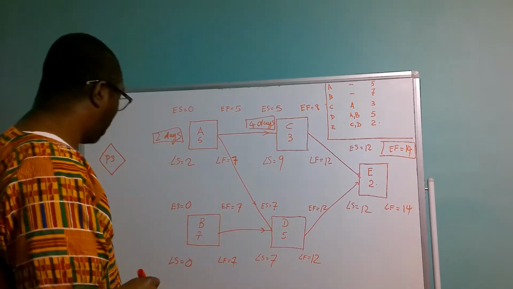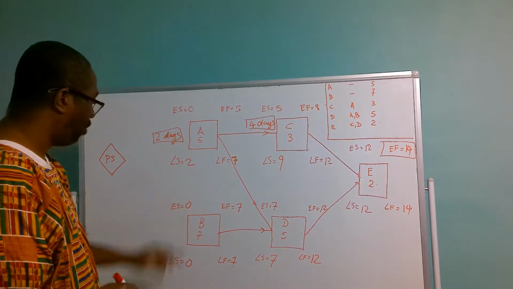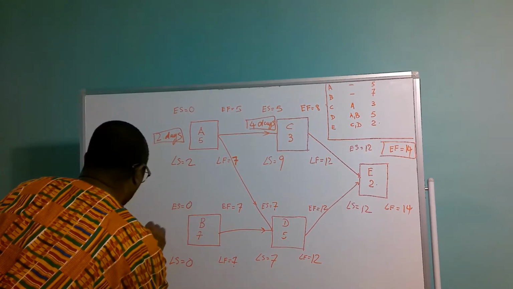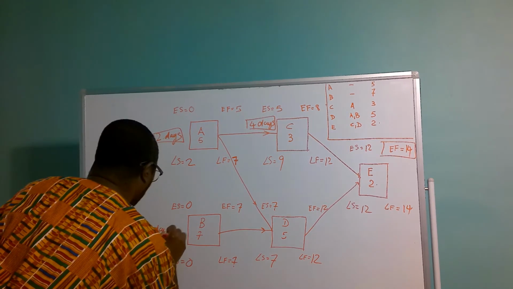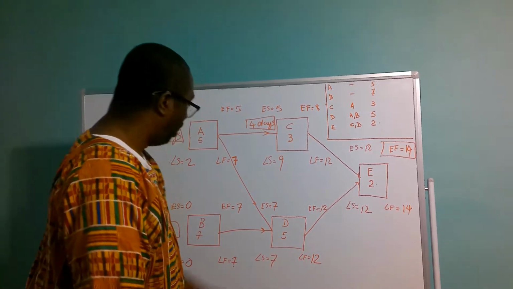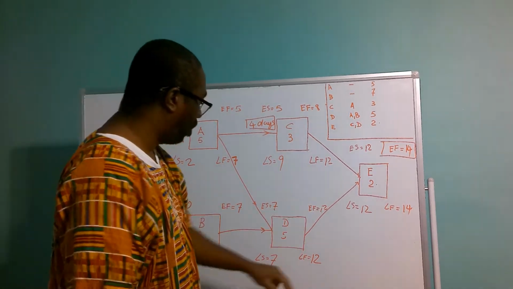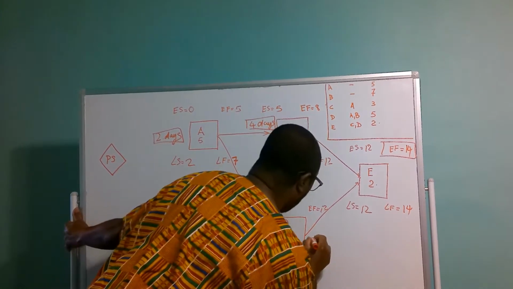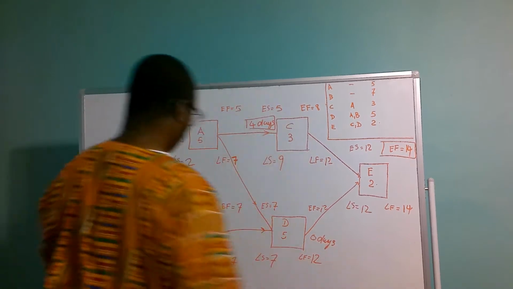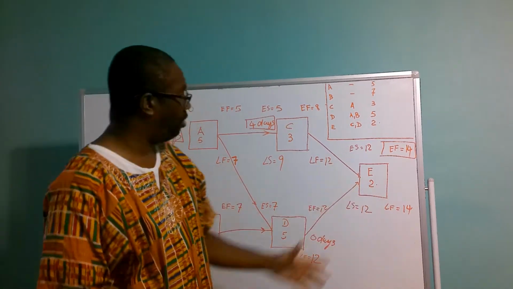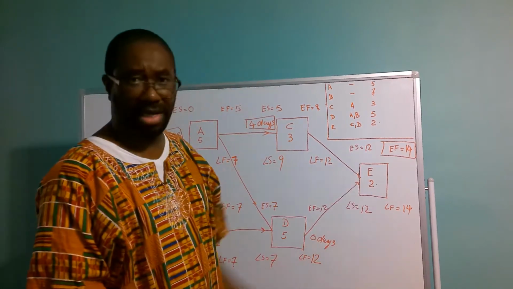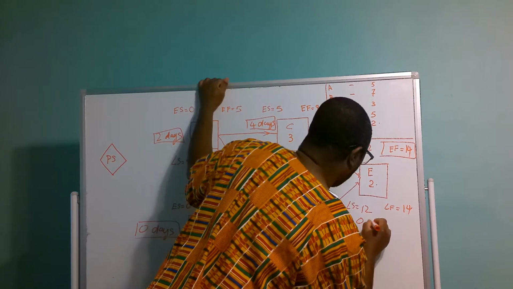So we come to activity B, 0 from 0 is 0, 7 from 7 is 0. So activity B has 0 days float. We come to activity D, 7 from 7 is 0, 12 from 12 is 0. So activity D has 0 days float. We come to activity E now, 12 from 12 is 0, 14 from 14 is 0. So activity E has 0 days float.